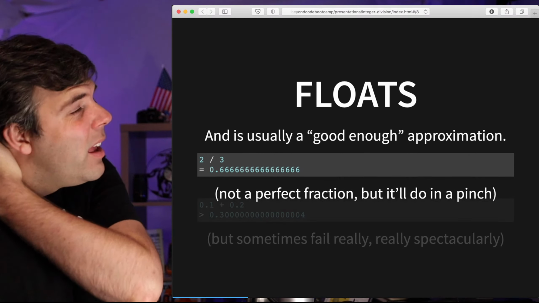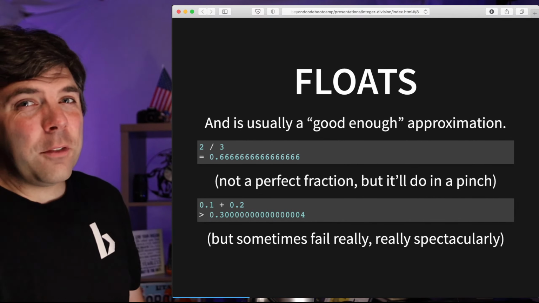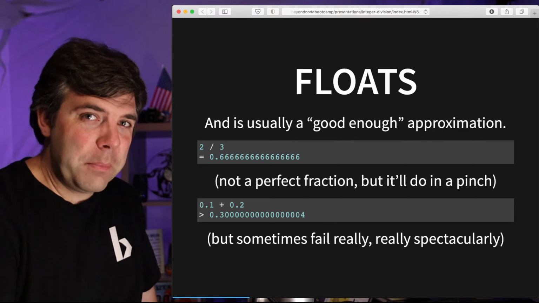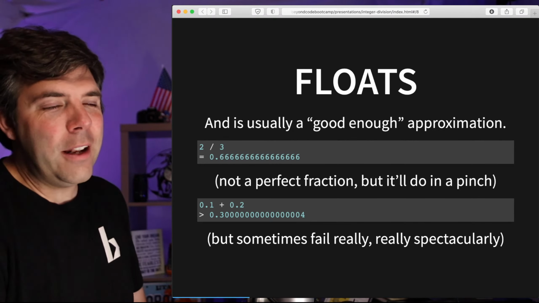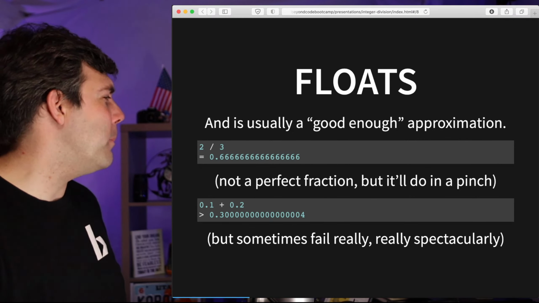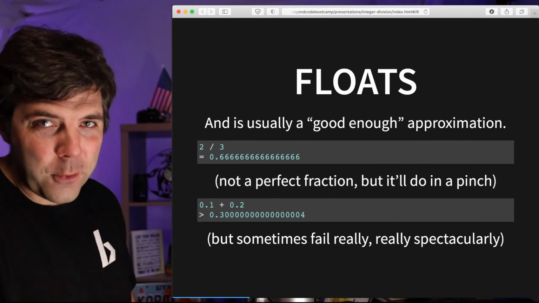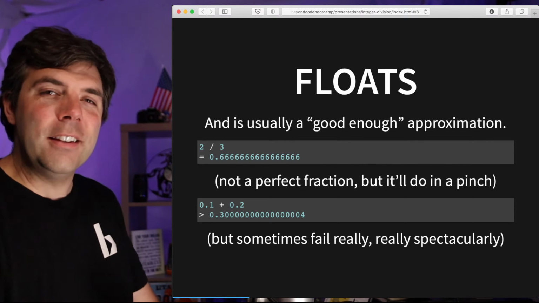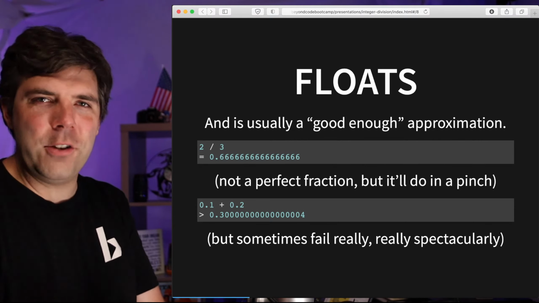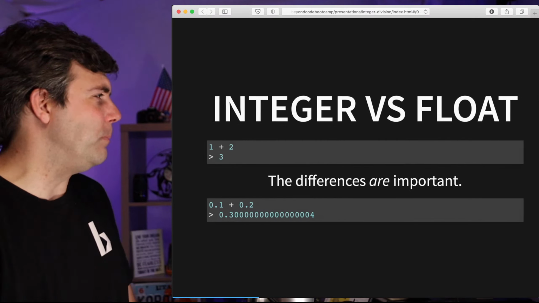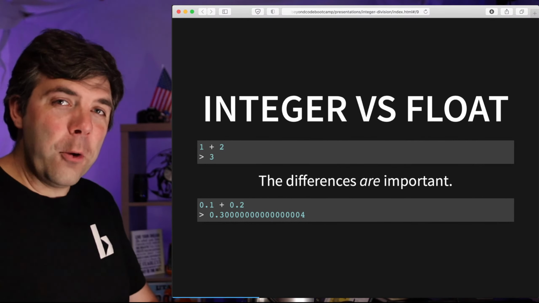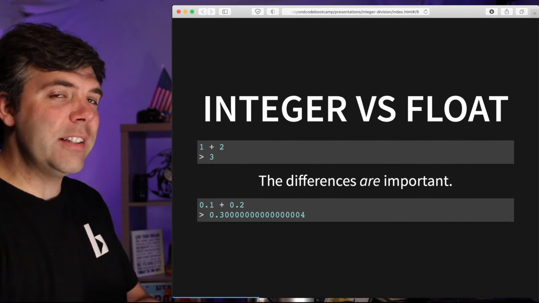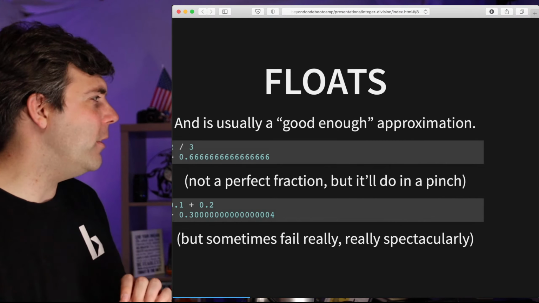However, sometimes it fails spectacularly, such as if you add 0.1 plus 0.2 in all programming languages, you get 0.3 bunch of zeros 4. This is not a bug. This is the way that the approximation of a float works. So there are differences between integer math and float math. Different programming languages handle them differently, but the differences are important.